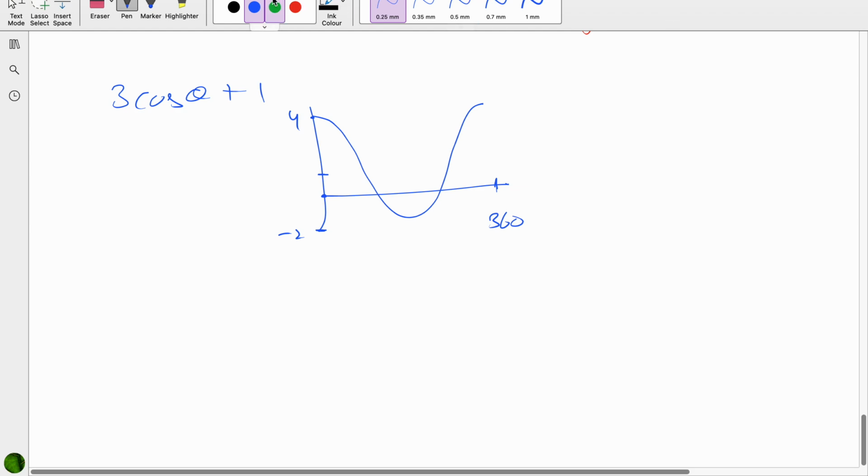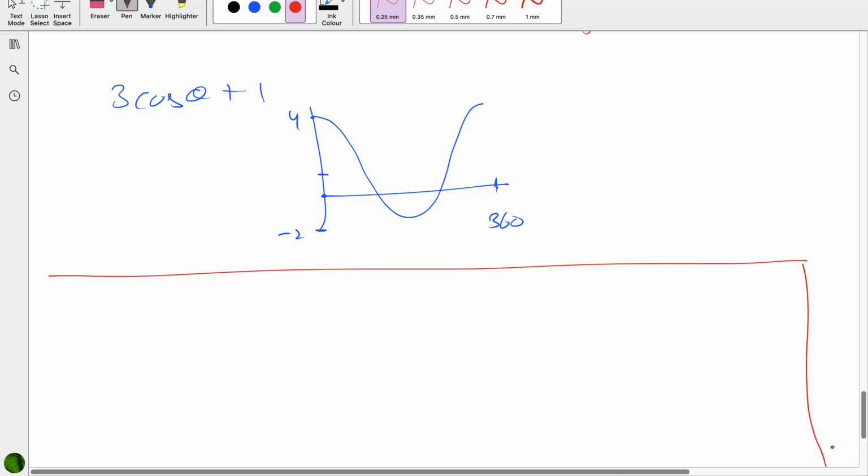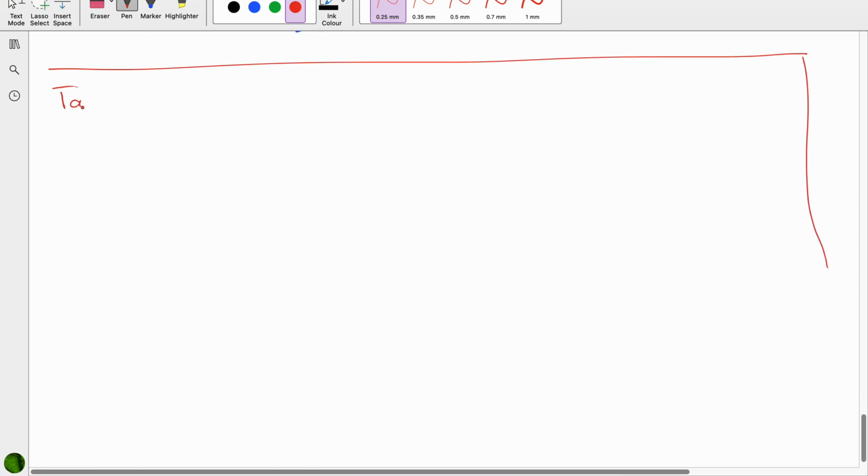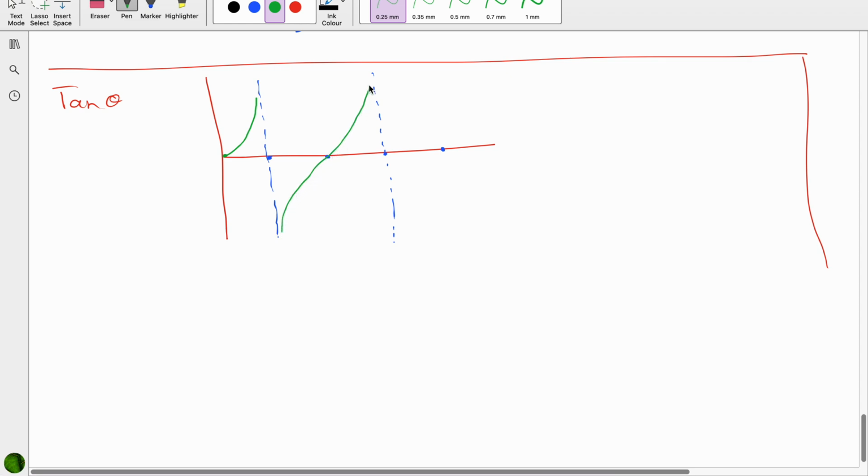Now let's try for tan theta. Before we draw the graph of tan theta, it is advised to make these 4 equal divisions and draw an imaginary line. It is not compulsory to draw, but it's better if you mark it. These are known as asymptotes. Graph will not touch this line. It comes here and rises, and it never touches this vertical line. This is 360 and we do not have anything on y-axis.